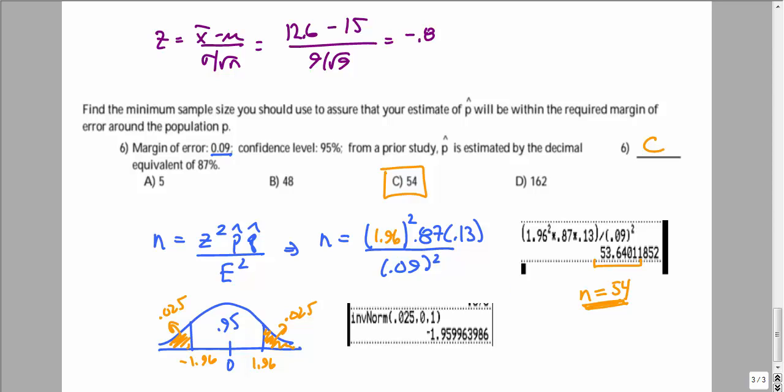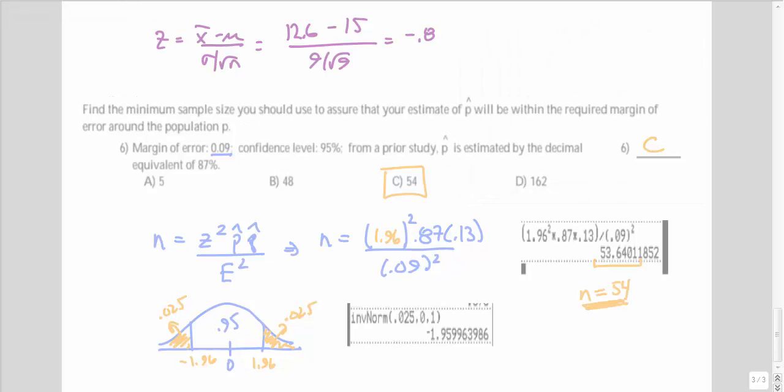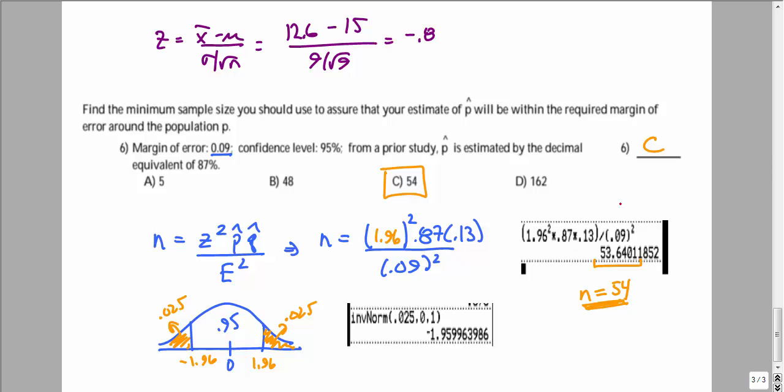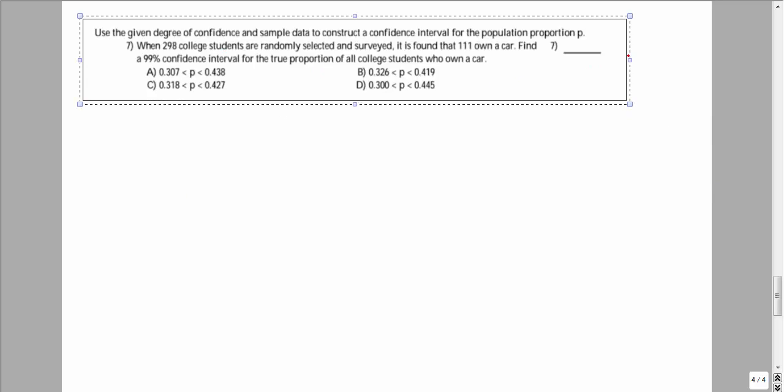Okay, let's go ahead and look at number 7. In number 7, we're working with a proportion. It says use the given degree of confidence and sample. Okay, for this next problem, we're trying to find a confidence interval for a proportion.